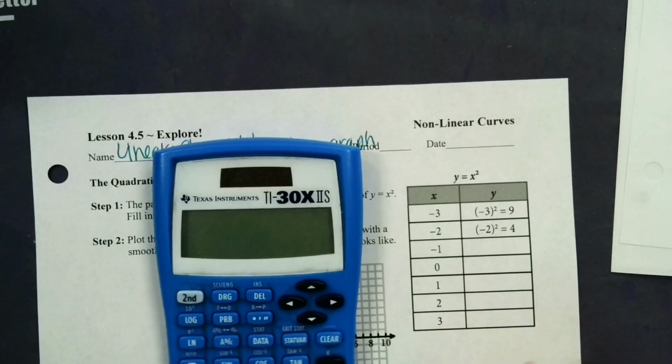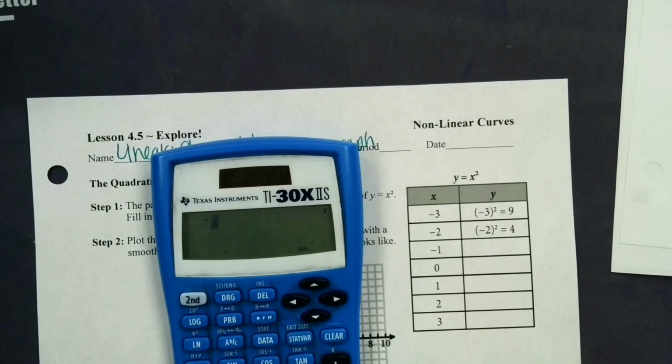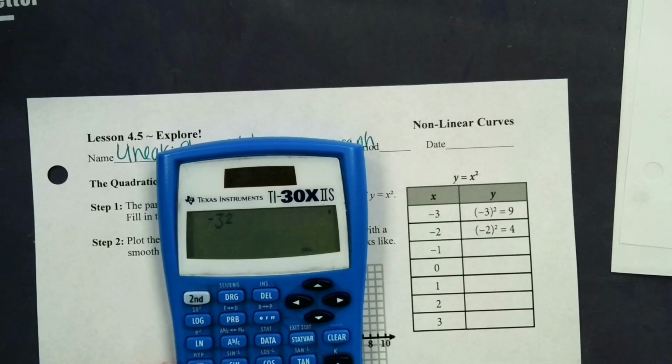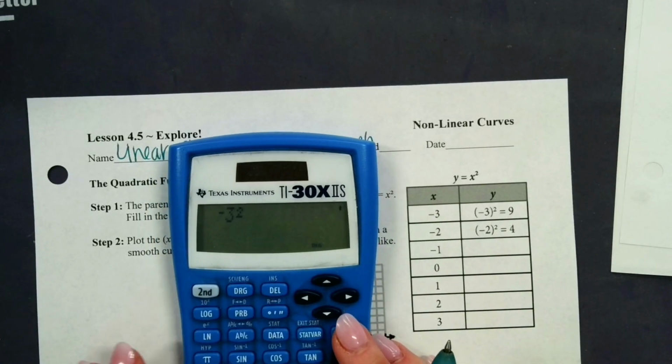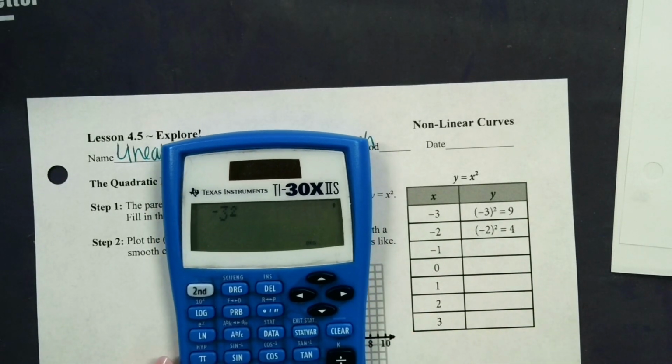What I want to show you right now is I want you to hit -3 squared. So -3 squared, and then hit enter. What does your calculator give you? -9. Is that true? -3 times -3, is that -9? No. Negative times a negative is a positive. So is this right? No.